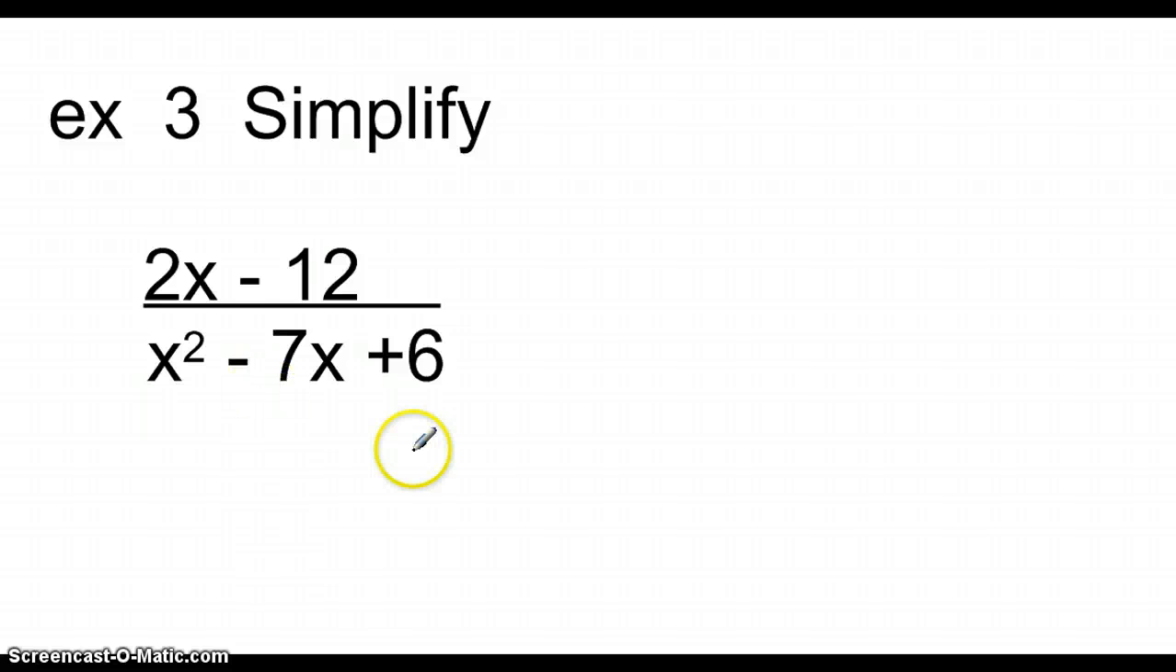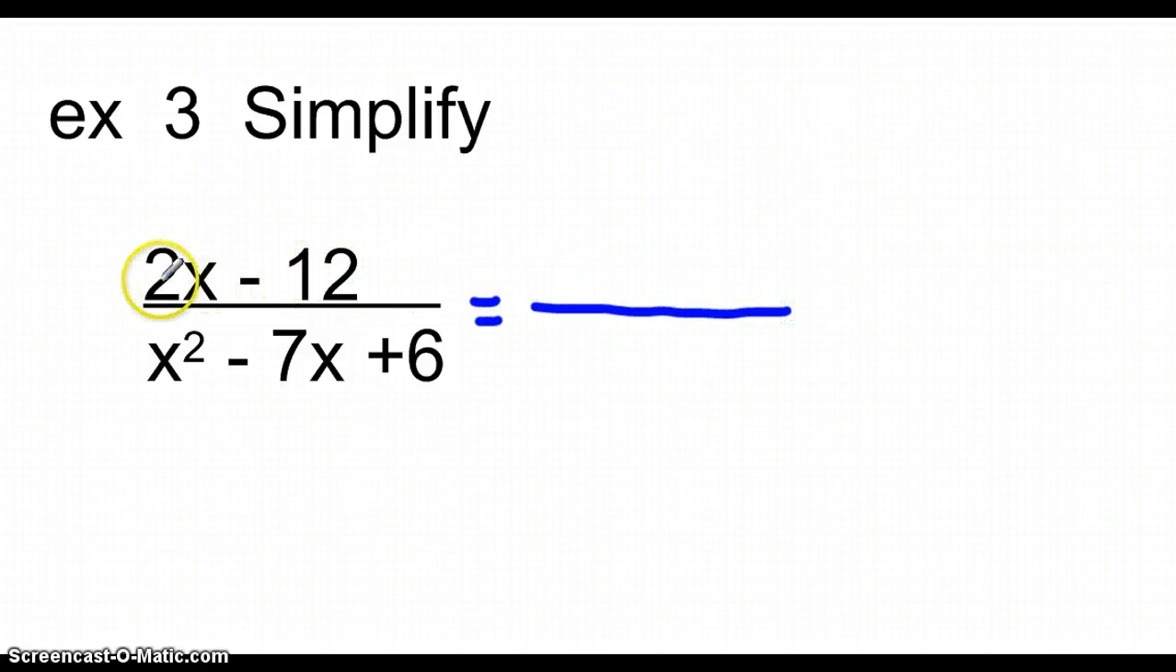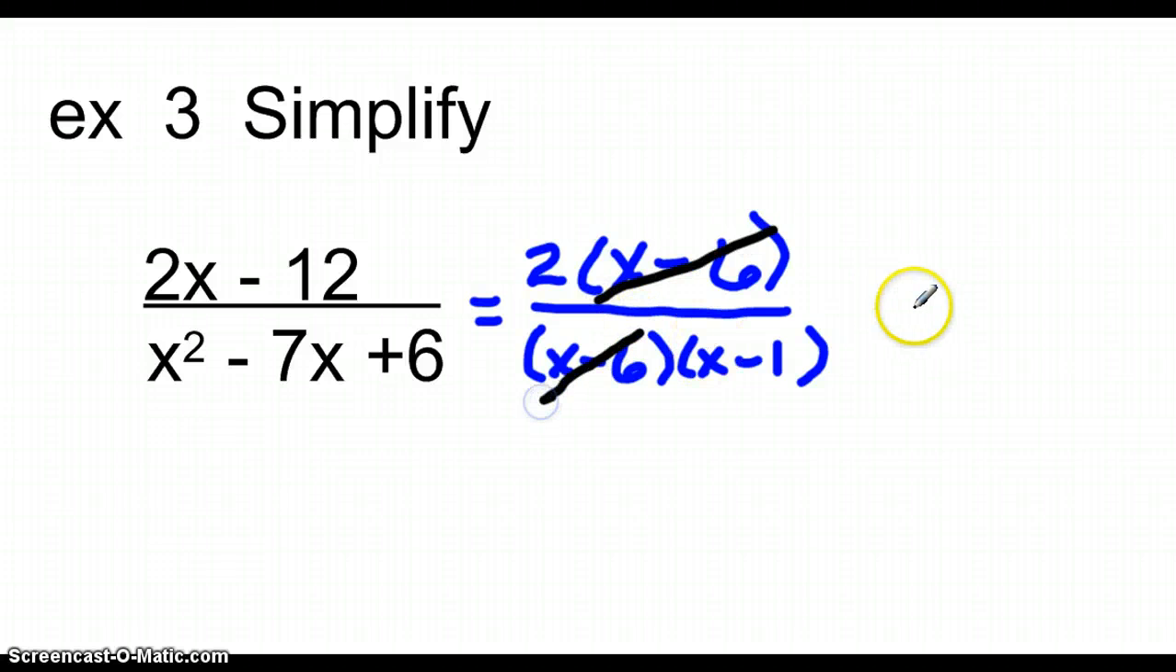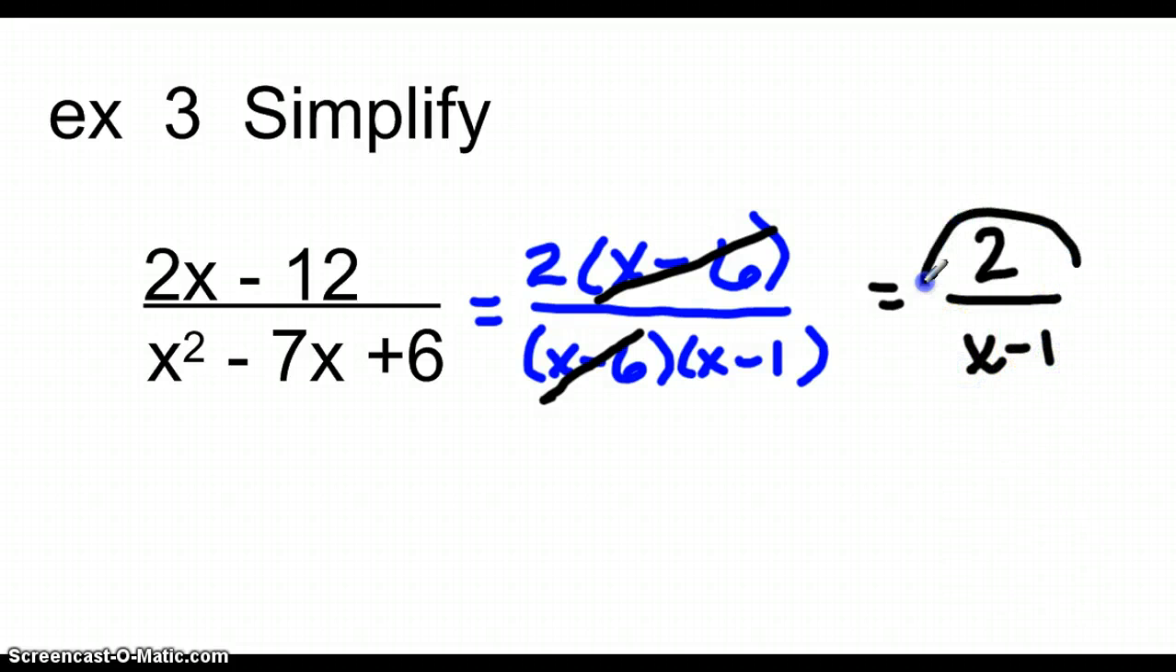Okay, now on examples like this, as soon as I start to see x squared, I know that I'm going to have to probably factor. But on the top, you can see there's a 2 in common. So if I pull a 2 out, 2x divided by 2 would be x. 12 divided by 2 would be 6. Now if I look down here, I also know that I can factor this into x minus 6 and x minus 1. Now I can see these two match, so I'll be left with 2 over x minus 1.